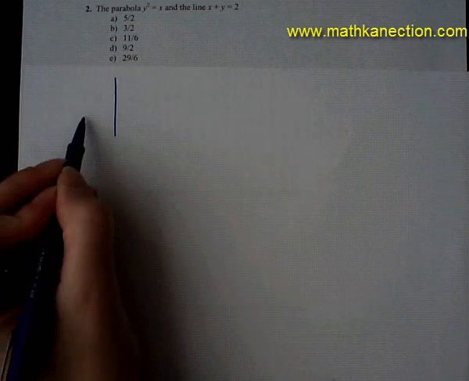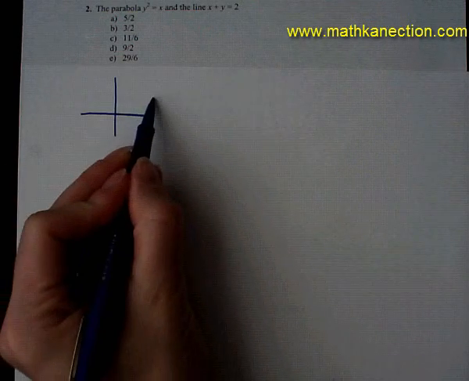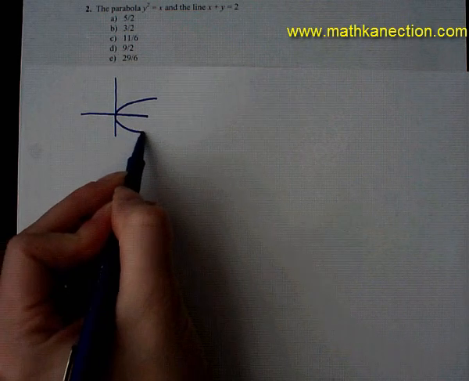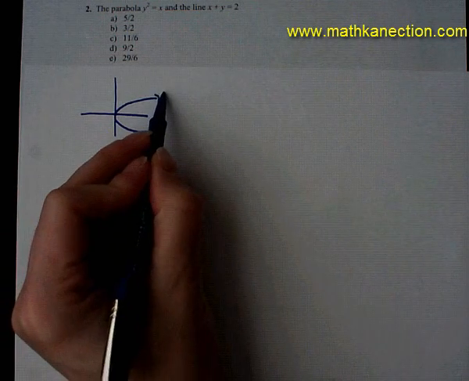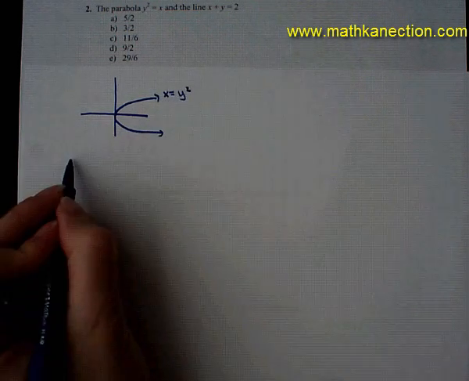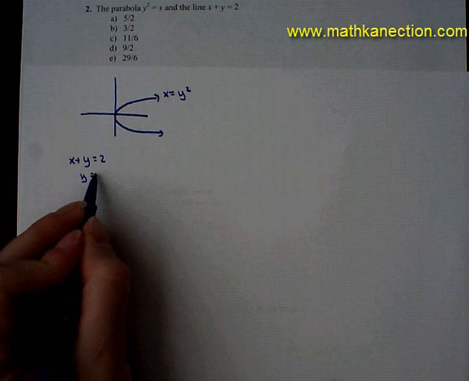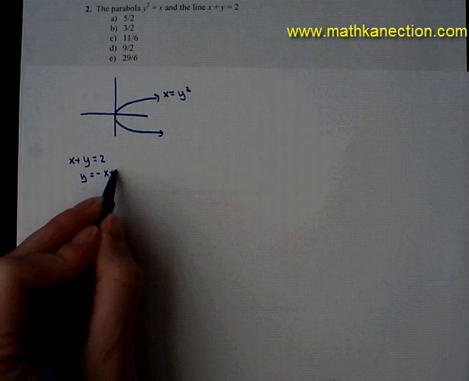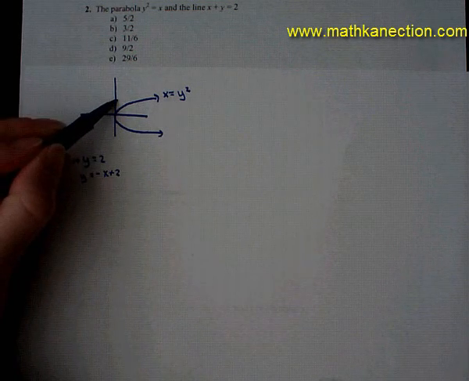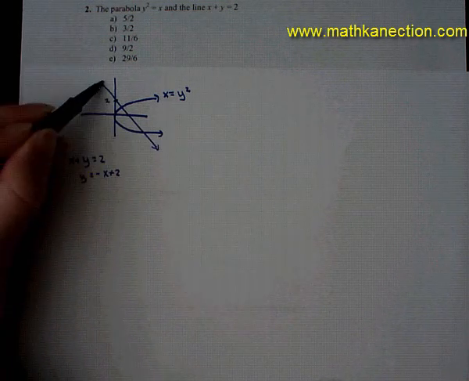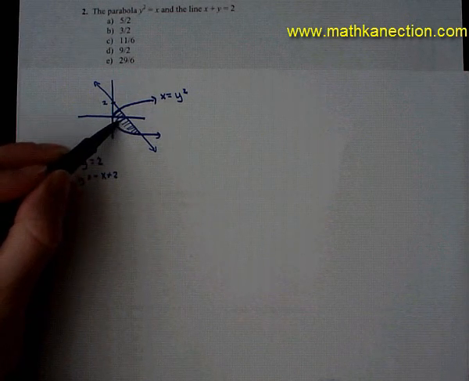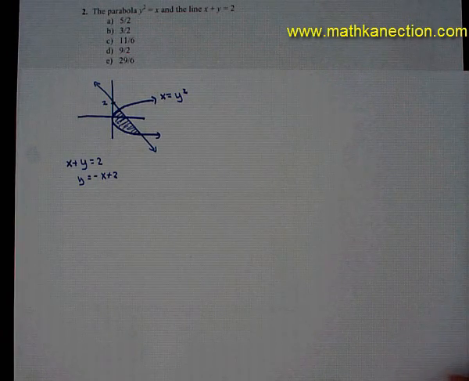In our second problem, we're going to find the area between the parabola y squared equals x, which is a sideways parabola, and the line x plus y equals 2. Solving for y, we can see that we'll be graphing negative x plus 2: the y-intercept at 2 and a negative slope. We can see the area between the two curves that we'll be looking for.